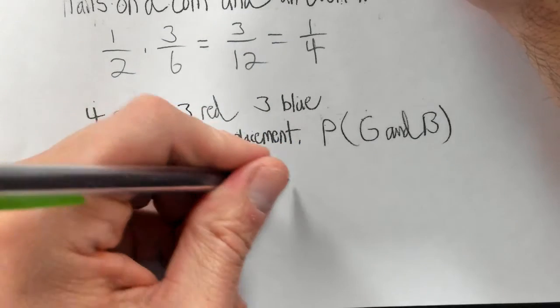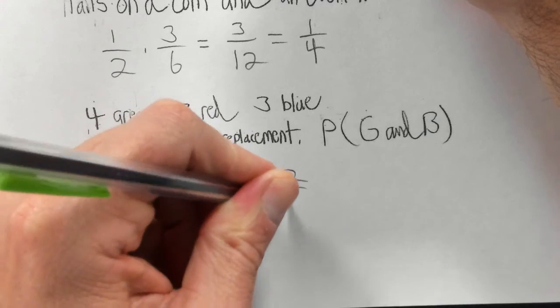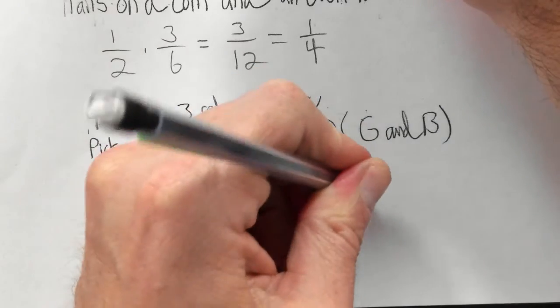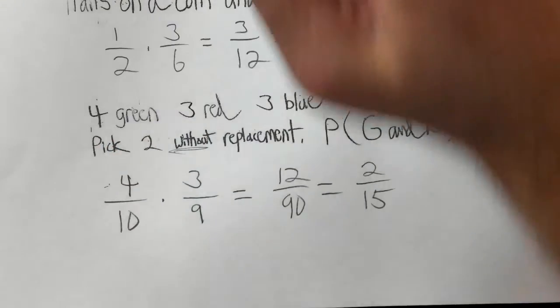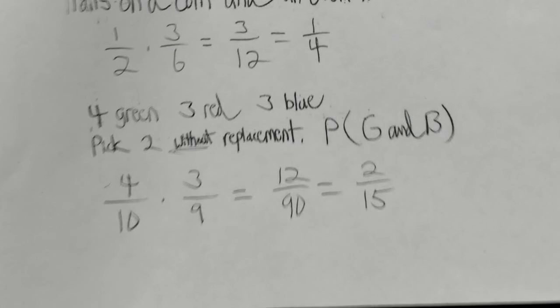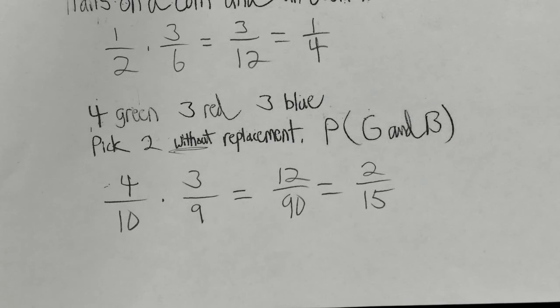So when I multiply, I'll get 12 over 90. And this, again, now will need to be reduced by 6 to 2 over 15. So I have a 2 out of 15 chance of picking a green object on the first pick and a blue object on the second pick. Once again, that's without replacement.